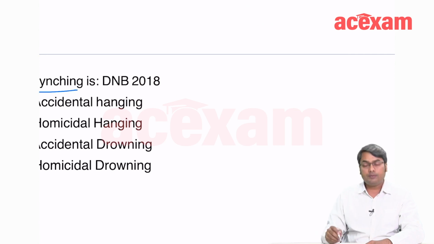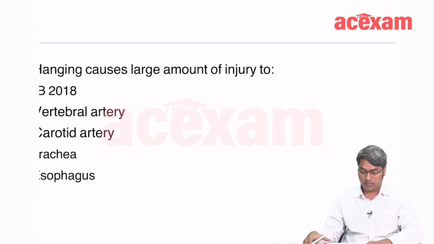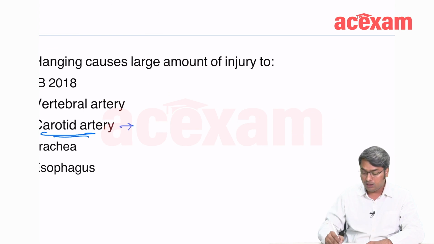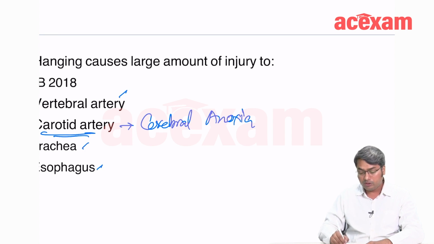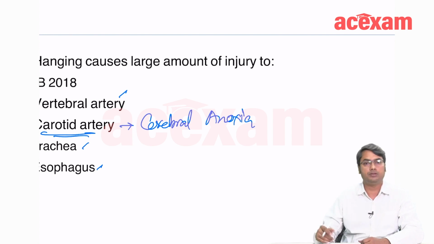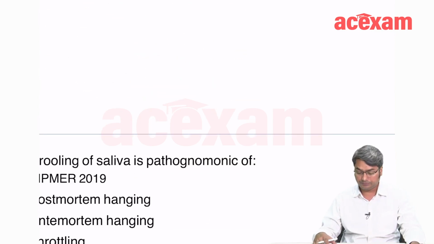Lynching. Lynching is when a mob lynches a person. It is an example of homicidal hanging. Hanging causes a large amount of injury to the carotid artery, and that will produce cerebral anoxia. It may produce injury to the vertebral artery, trachea and esophagus, but it requires more pressure to damage these structures. The chances of the carotid artery being injured are far more.